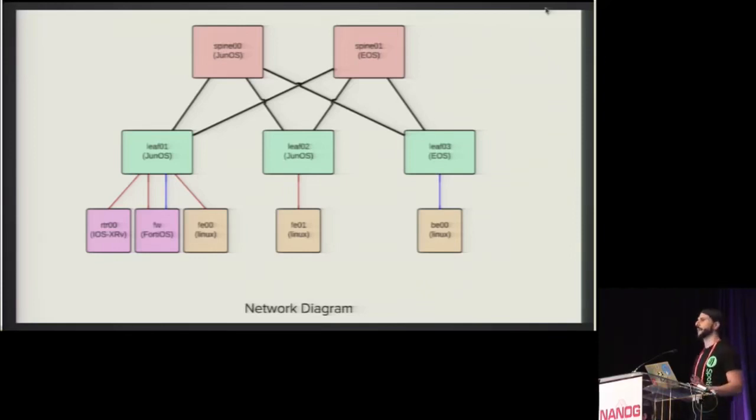It's a leaf and spine architecture, or Clos network. We have different vendors. You can see in the spine we have a Juniper switch and an Arista switch as well. Then as leaves, we have a couple of Juniper switches, and we have an Arista switch as well. We are going to have a couple of VMs to test connectivity and check that everything is working. And we will have a router running IOS XR and a firewall running FortiOS, a FortiGate firewall.